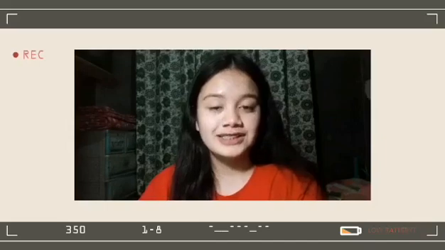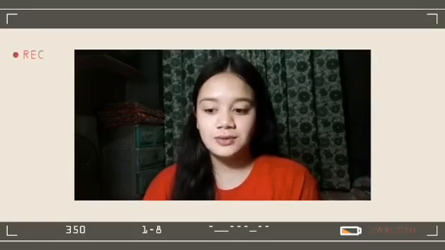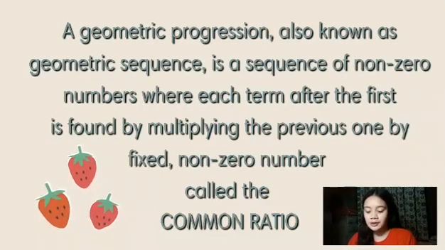Let us talk first about the lessons that we have learned this year before I share my experiences during this year's online class. For our first quarter, we learned about the geometric sequence. So what is geometric sequence? In mathematics, a geometric progression, also known as a geometric sequence, is a sequence of non-zero numbers where each term after the first is found by multiplying the previous one by a fixed non-zero number called the common ratio.